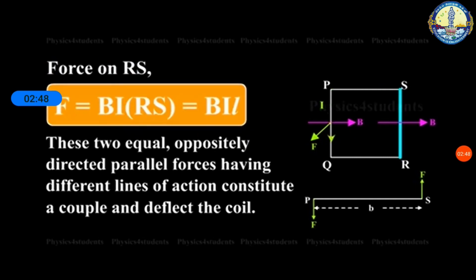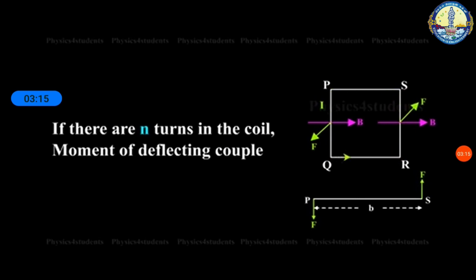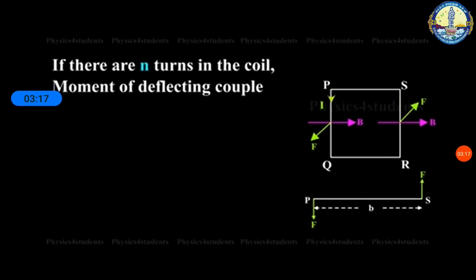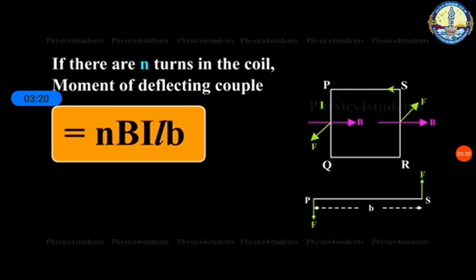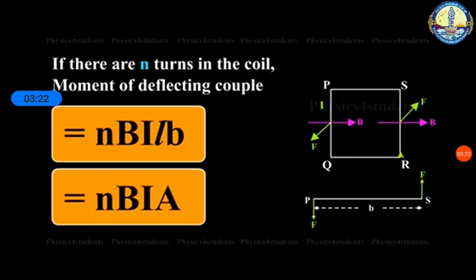Force on RS, F is equal to BIL. This force is normal to the plane of the coil and acts inwards. These two equal, oppositely directed parallel forces having different lines of action constitute a couple and deflect the coil. If there are N turns in the coil, the moment of the deflecting couple is equal to NBIL into B, which is equal to NBIA.